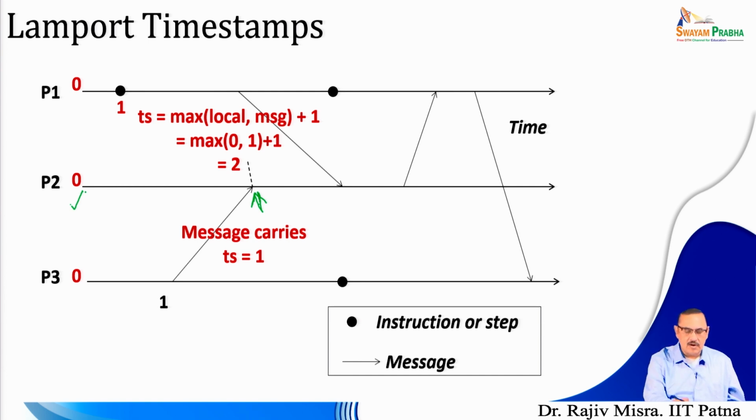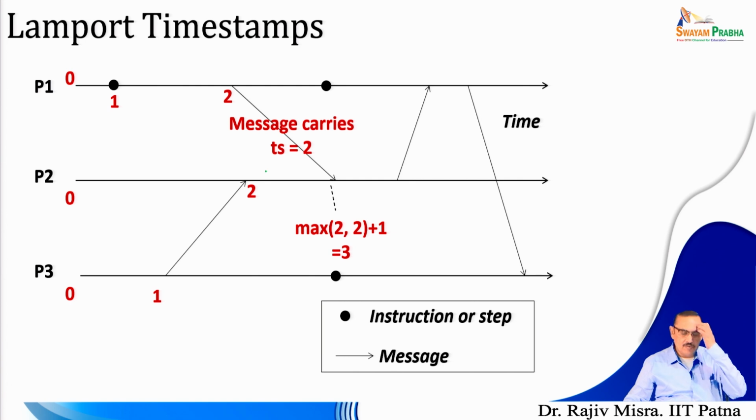It will take the maximum of its local time and the time the message carries. The local time of P2 is 0, whereas the message carries TS 1, that is timestamp 1. So, the maximum of 0 and 1 is 1, plus 1. So, the clock after the receipt of this message will be updated as 2, and here you can see that it is updated as 2.